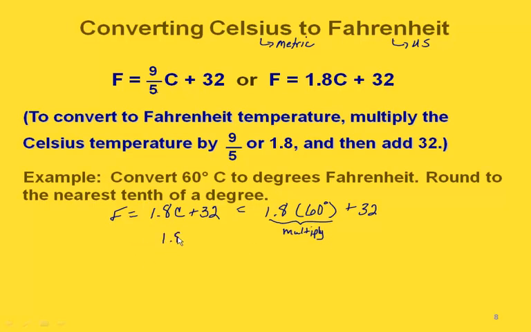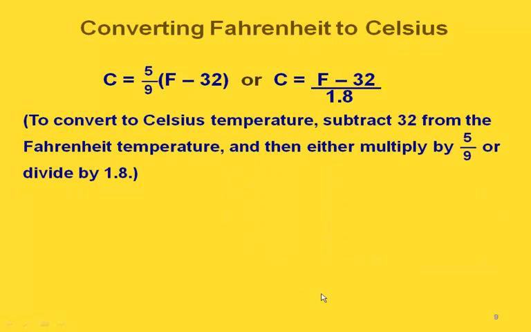So 1.8 times 60 is going to give us, let's see, 48, and carry the 4, gives us 1080, and then if we put in our one decimal place, we actually end up with 108. So we have 108 plus 32, and if we add those two, we end up with 140. And we want to put our final answer in degrees, so we can say 60 degrees Celsius is equal to 140 degrees Fahrenheit.